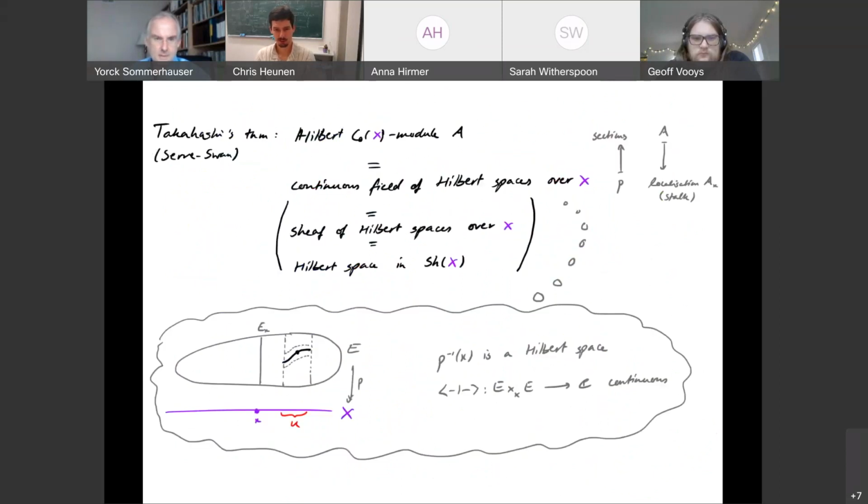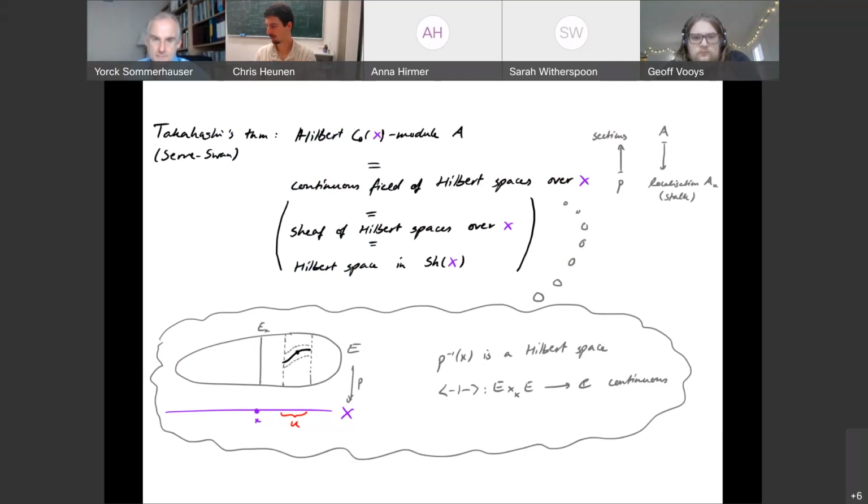So the theorem is very much like Serre-Swan in that it takes certain sections of a certain bundle. But Takahashi has to be more careful because he's talking about Hilbert modules and not just modules. So he takes sections that vanish at infinity. So it's not literally Serre-Swan.